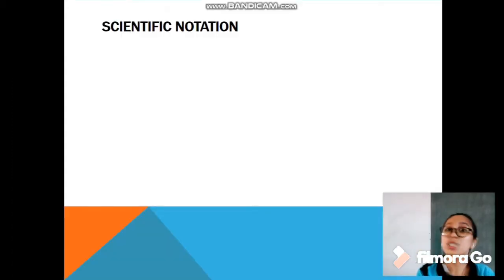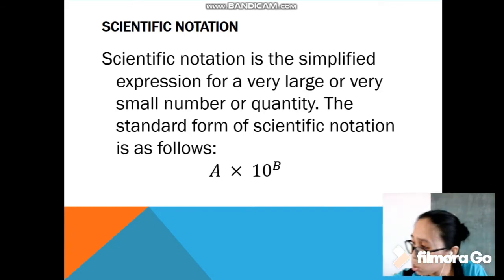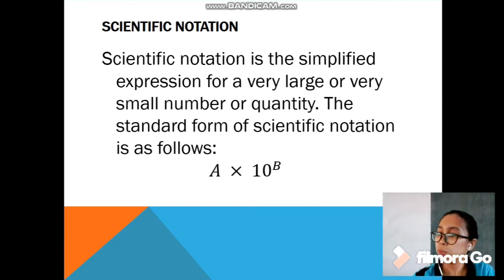Now let's go to scientific notation. Very familiar. It is a simplified expression of very large or very small numbers or quantities, and the standard form of scientific notation is as follows: A times 10 raised to B. In scientific notation, for example, money: millions, trillions. Or very small numbers like 0.000001, or 0.01234. We need to indicate these in scientific notation so that we will not make mistakes when writing. We need to use scientific notation, of course.